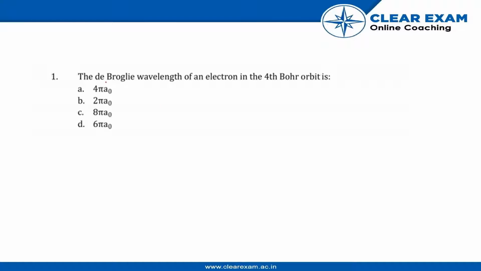So our question is: the de Broglie wavelength of an electron in the fourth Bohr orbit is, and these are the options. As we know, the de Broglie wavelength is denoted by lambda. So we have lambda equals h by p. This is our first equation.